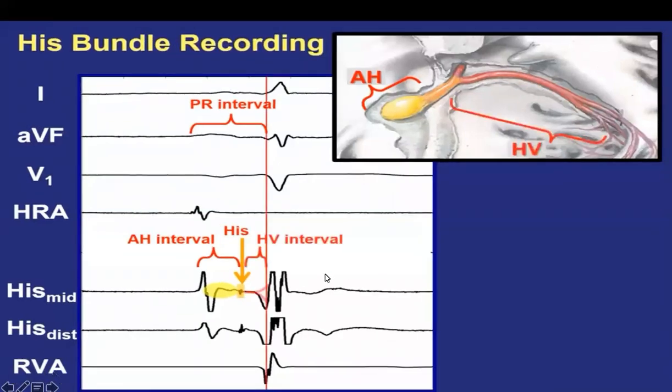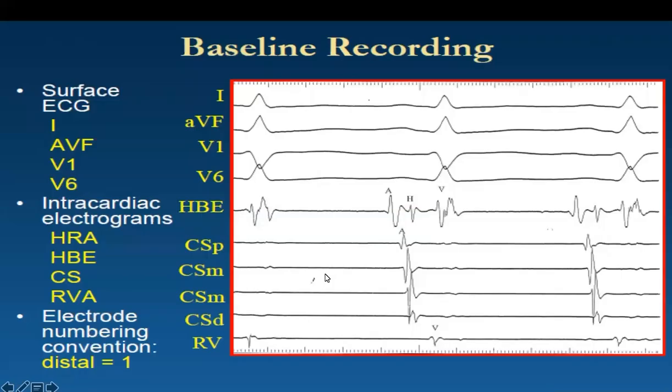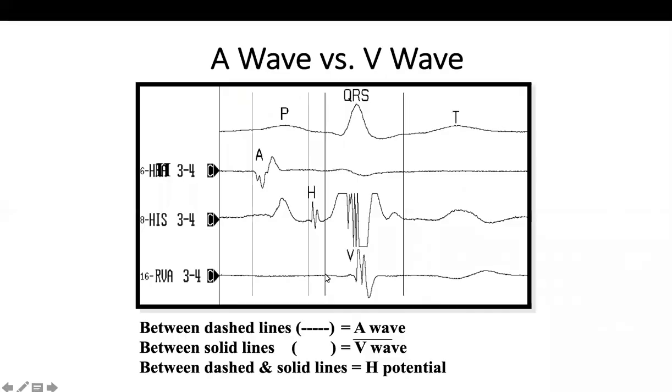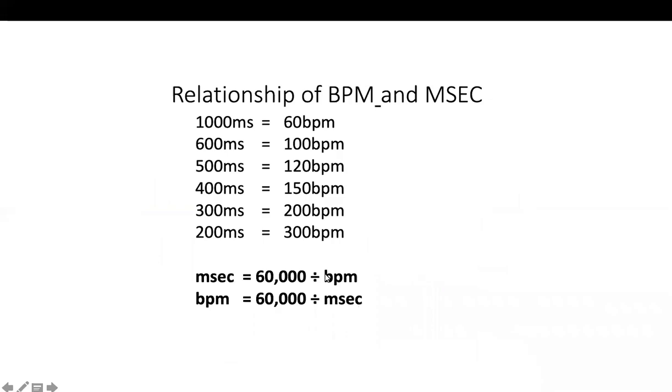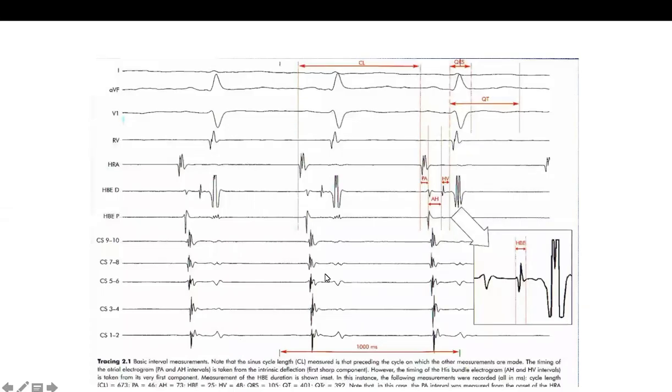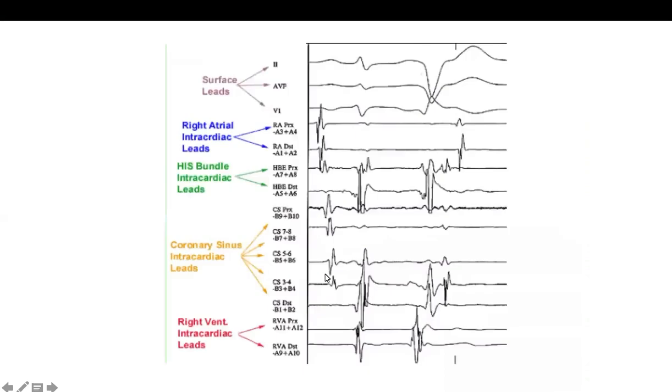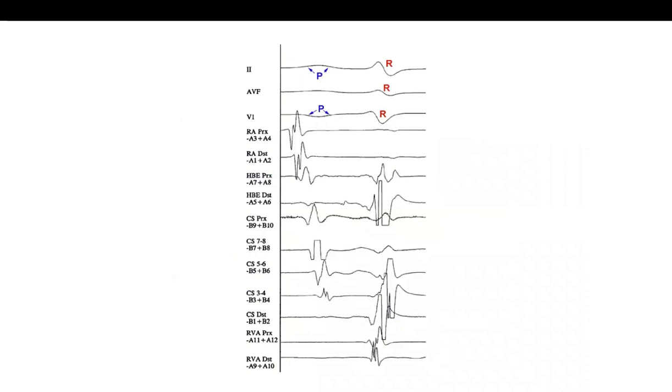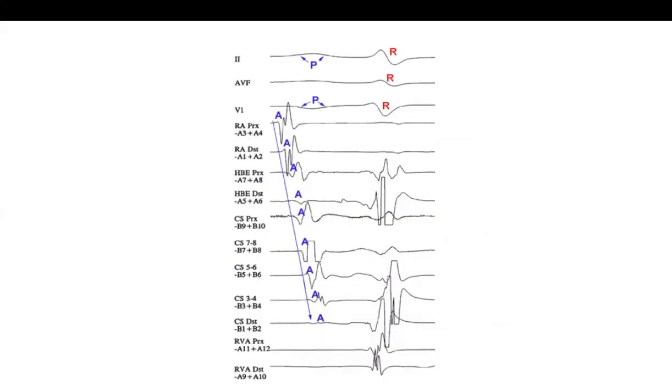We talked about the AH and HV and how we can get the recording, and the intervals we talked about. We are not talking about rate. We talk about the duration between event and event. So the duration between the atrial event and the ventricle or the His, we calculate in milliseconds, by timing rather than the rate, because we are talking about different activities: atrial, His, and ventricular.